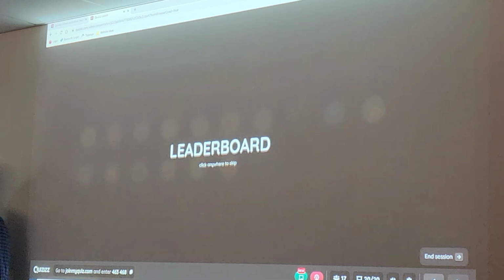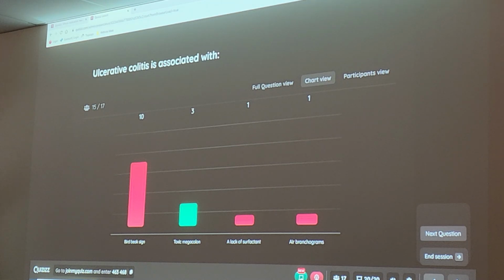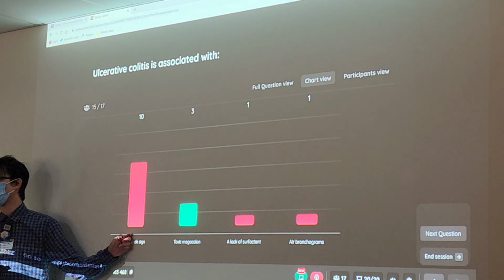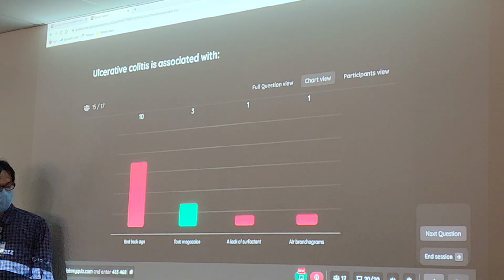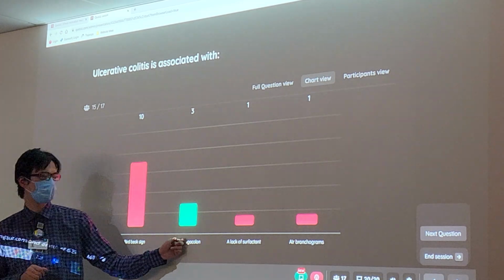Let's take a look. Okay. And so, the correct answer was toxic megacolon. Okay, so remember bird beak sign and coffee bean, right? Those are ileus. Toxic megacolon, right? That's going to be ulcerative colitis.